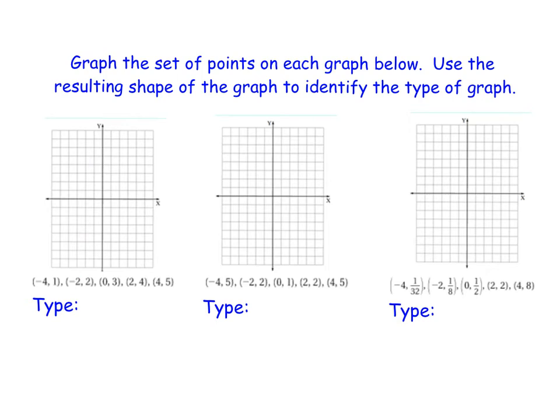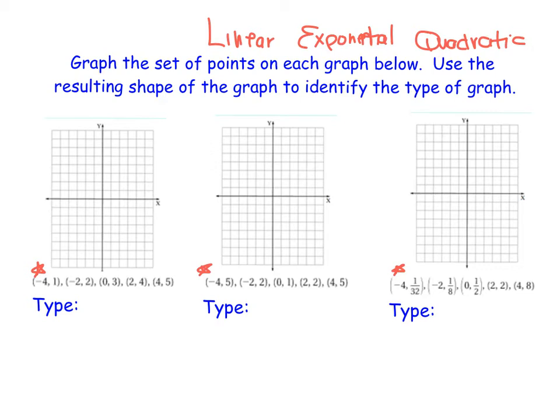So here we have a couple of examples of sets of data. You can see here we have some points, here we have some points, and here we have some points. And what we're going to do is figure out what type of function we have that is being formed by those points. So for each example, we're going to plot the points on our coordinate plane, and then we're going to look at that shape and identify: is it linear? Is it exponential? Or is it quadratic? So we're going to take a look at each one and decide which shape we have.